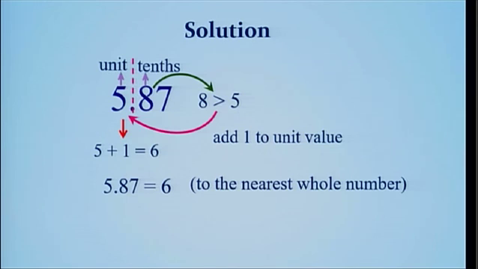Hence, 5 decimal 87 approximated to the nearest whole number is 6. You know that whole number means you don't have decimal after it. Don't write 6 decimal 0. A whole number is 6 in this situation.